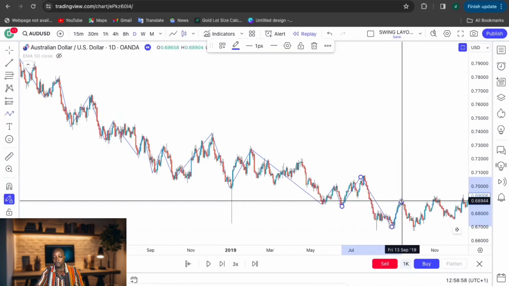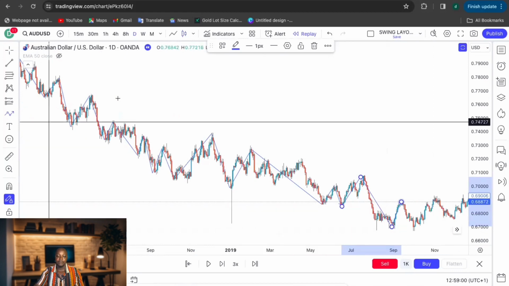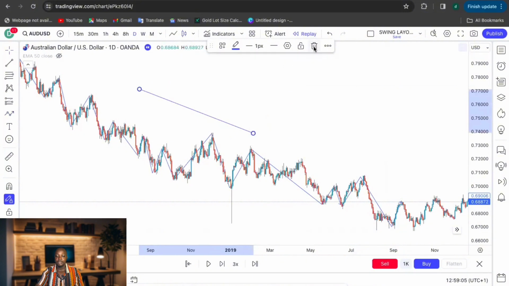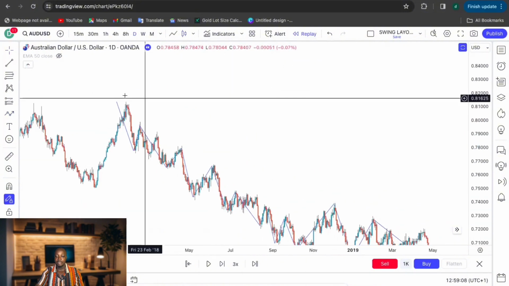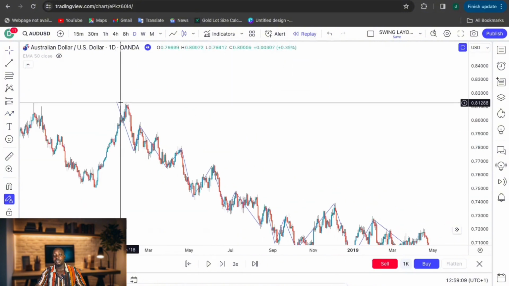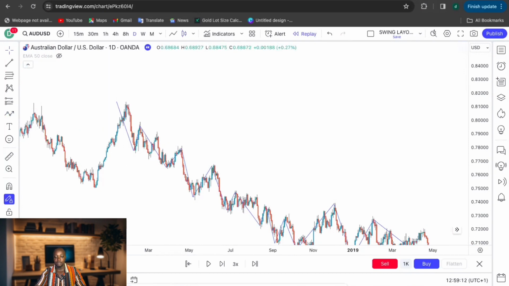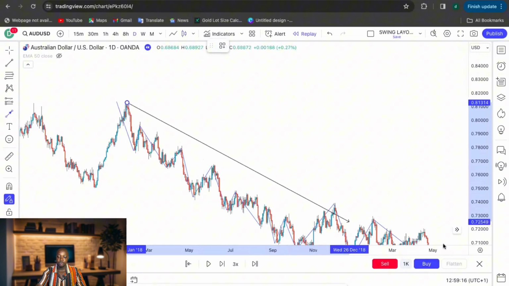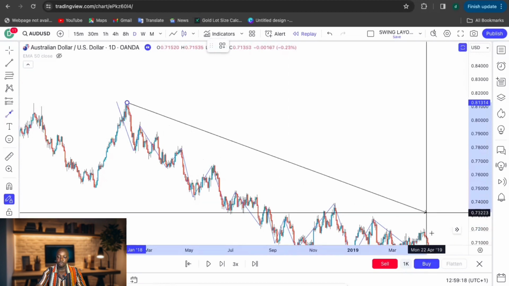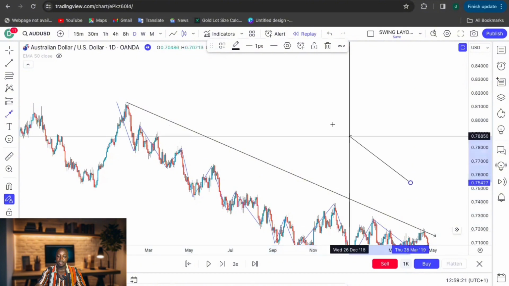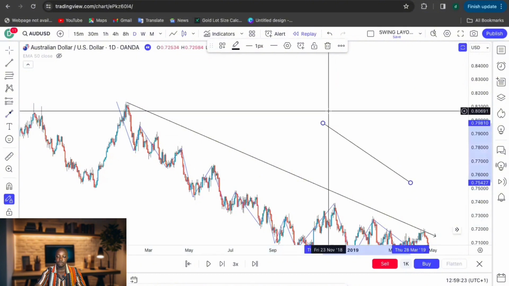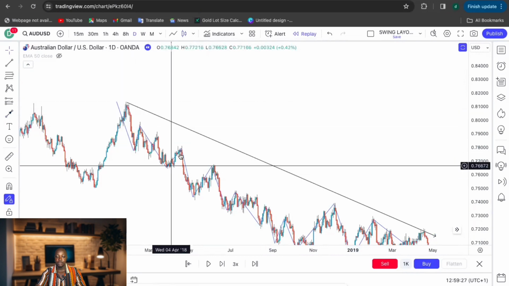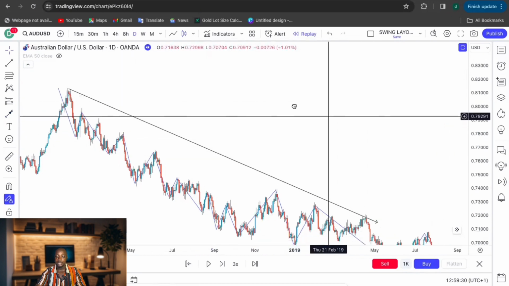Now, this market, from this point here, has been in an overall downtrend. Why? We said a downtrend is identified when the market is making consistent lower highs and lower lows. Consistent lower highs and lower lows. And by our drawing here, high, low, lower high, lower low, lower high, lower low, lower high, lower low. This market has been in the downtrend.